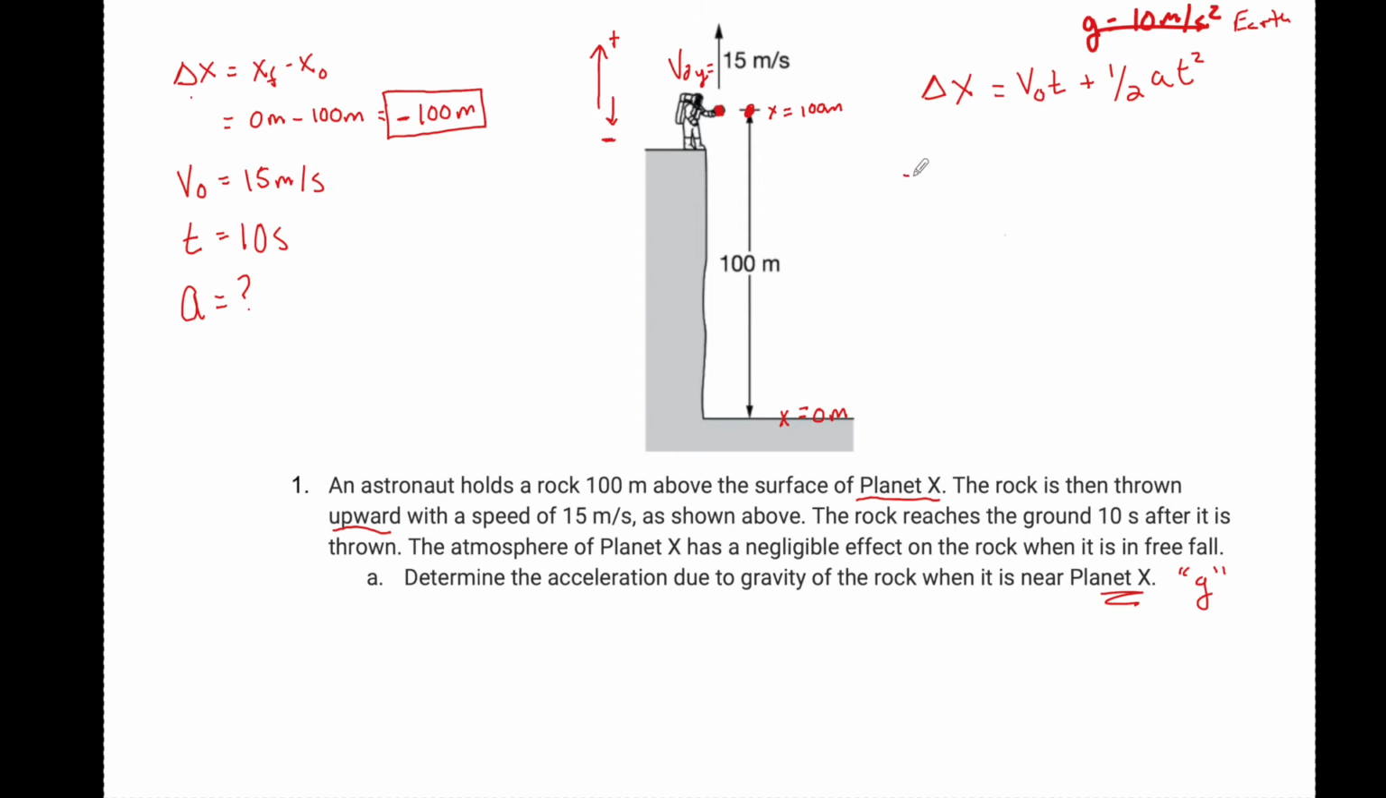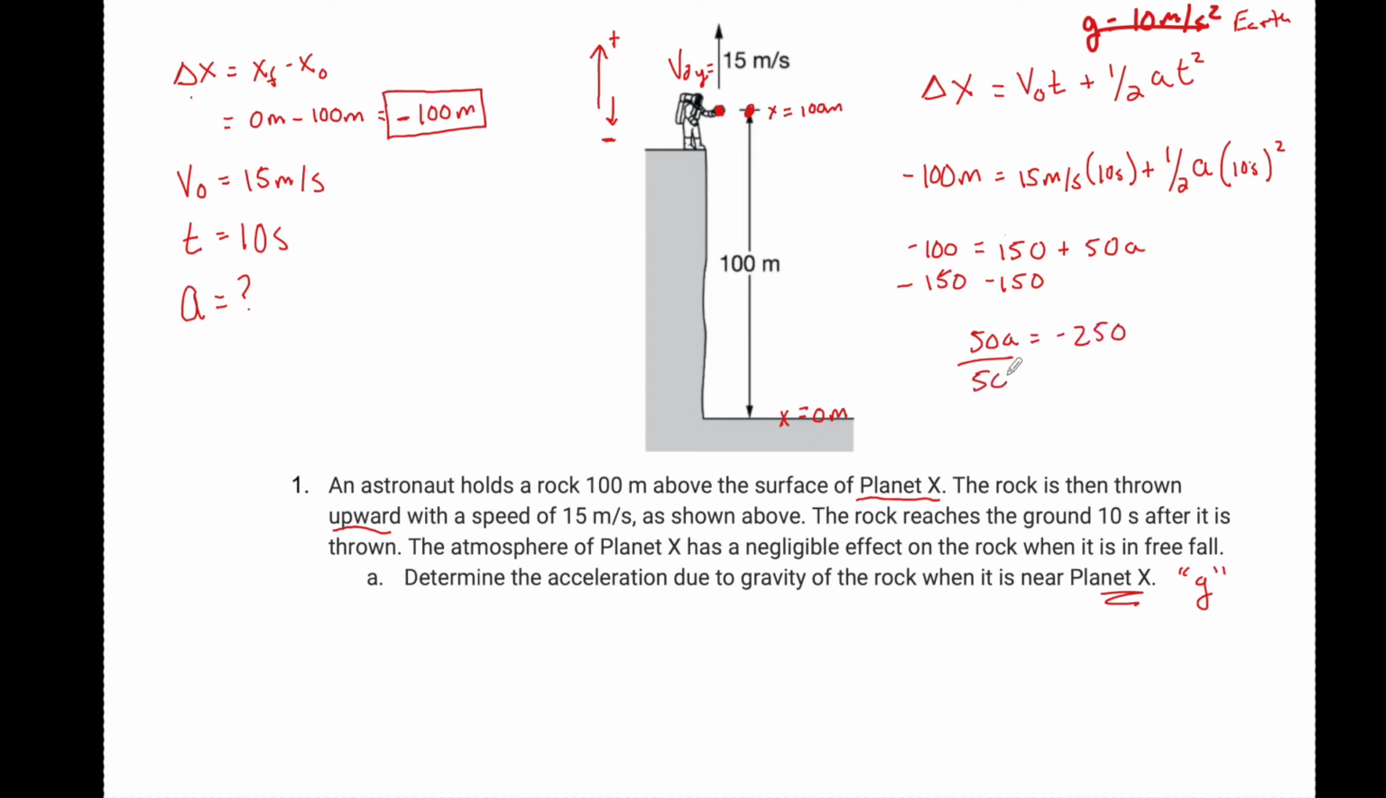So if I plug and chug now, minus 100 meters equals 15 meters per second times 10 seconds plus 1/2 A, 10 seconds squared. I can clean this up a little bit. Minus 100 equals 150. And it's also worth noting here, once I establish a formula and a substitution with units, I do not need to continue with units each time. Plus, this is going to be 100. I'm just going to take half of that, and I'm going to put 50A. I need to subtract 150 from each side, and I get 50A equals minus 250.